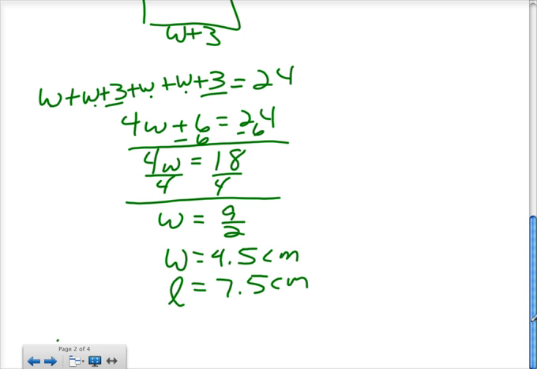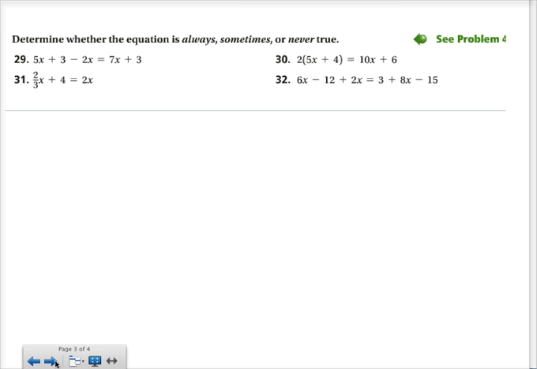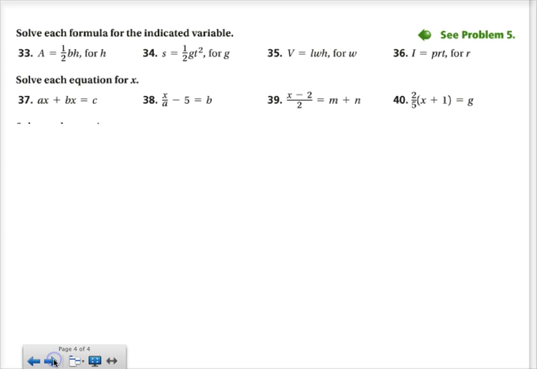Another one that gets asked quite frequently is going to be number 33. Number 33 is, get the next page here, area equals 1/2 base times height. And this is a literal equation, so what they want us to do is solve this for height.